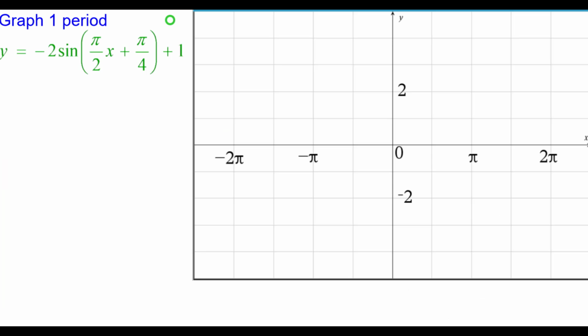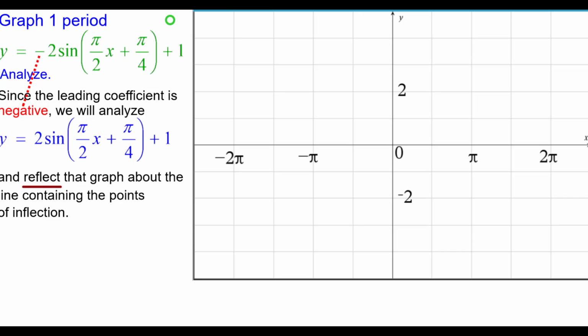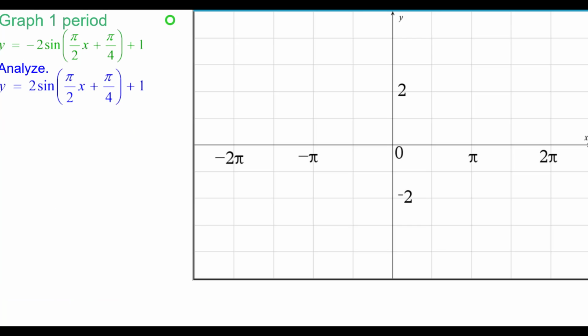We're going to graph one period, so let's go ahead and analyze this. Since the leading coefficient is negative, we will analyze y equals +2 times the sine of this quantity plus 1, and then reflect this blue graph about the line containing the points of inflection to get the one we actually want. Pause as needed. So we're going to analyze the blue graph and then again reflect to get the green one.